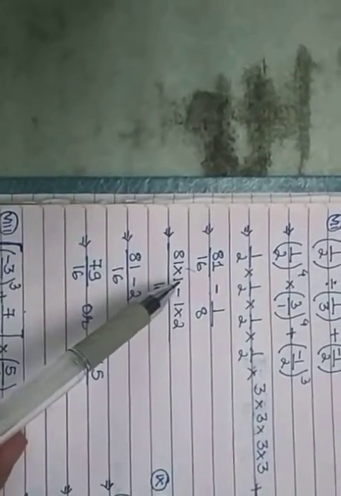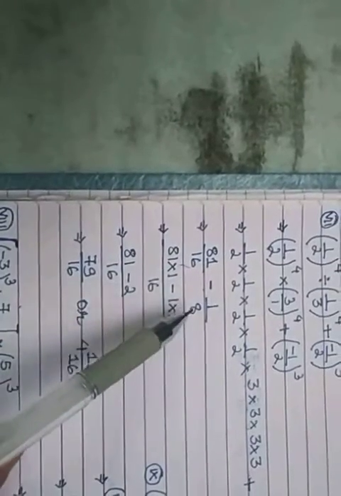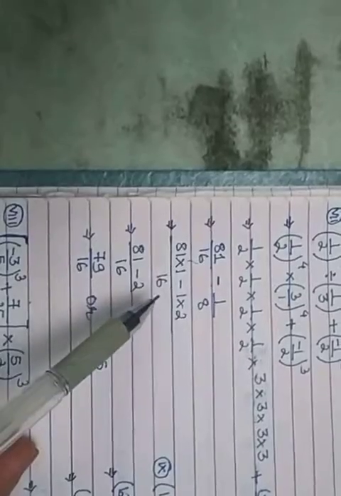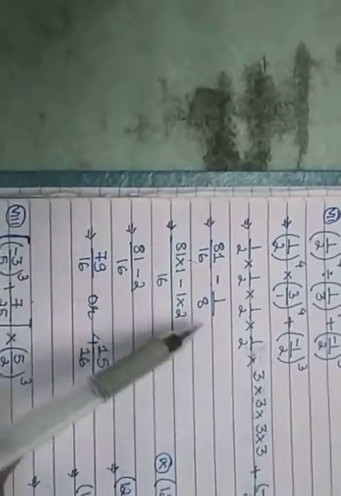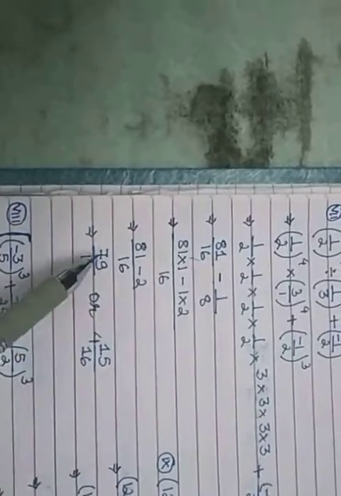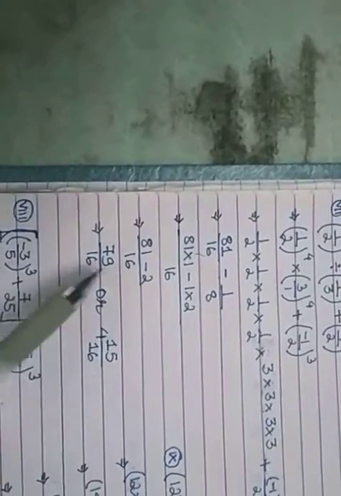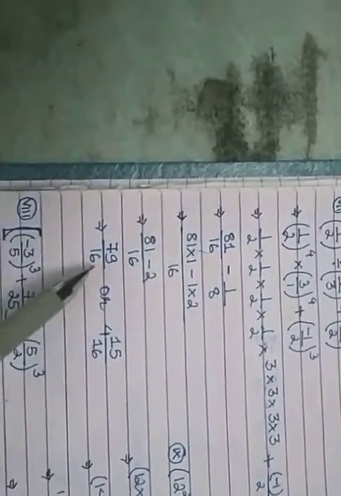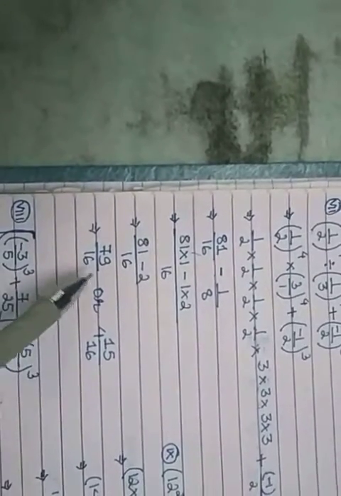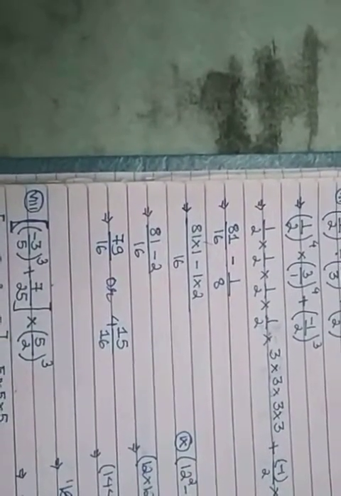16, 1 times 16, so 1 went with the first numerator. Negative sign remained as it is. Second numerator is 1 into 8, 2 times 8 is 16, so 2 went with the second numerator. 81 into 1 is 81, minus 1 into 2 is 2. 81 minus 2 is 79 divided by 16. We got an improper fraction. We know that an improper fraction can be converted to a mixed fraction. So that is what I have done here, converted it to a mixed fraction.